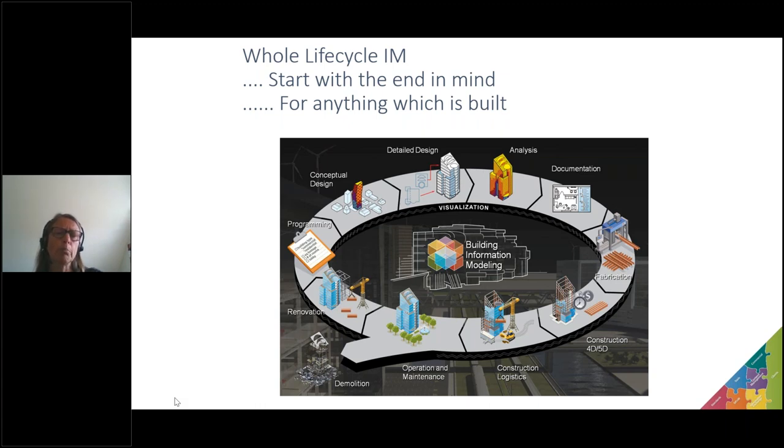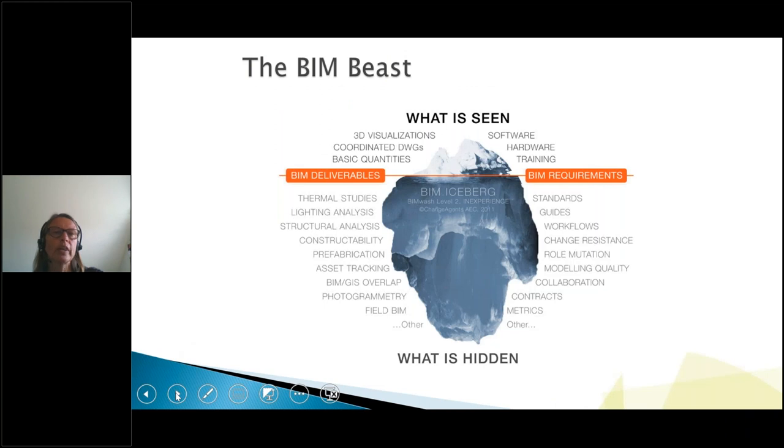So we were being bombarded from all sides. There were many, many flavours of what this BIM level 2 should be. But ultimately, we were still really pushing that we are talking about whole life cycle information management. We need to start with the end in mind, and it is for anything which is built. We then had some iconic characters coming forward, the Paul Morrells, Dave Philp, Mark Bew, many, many presentations coming forward to try to inspire people and to engage people.